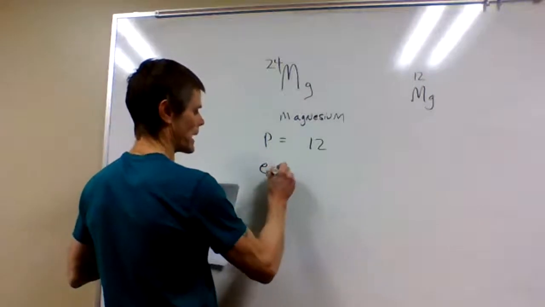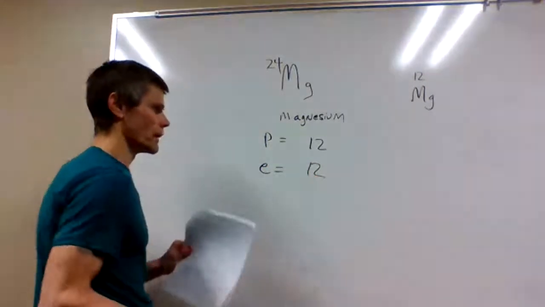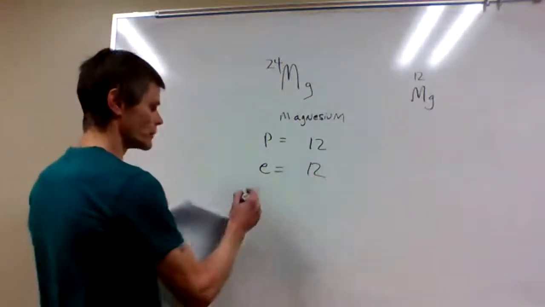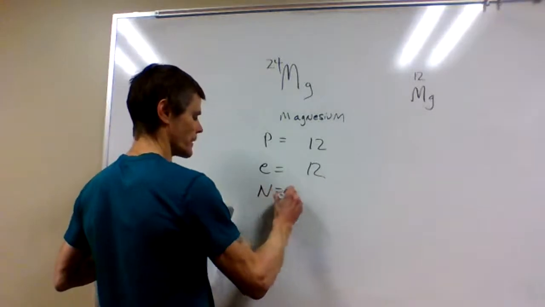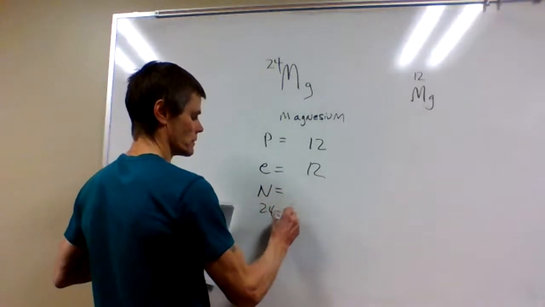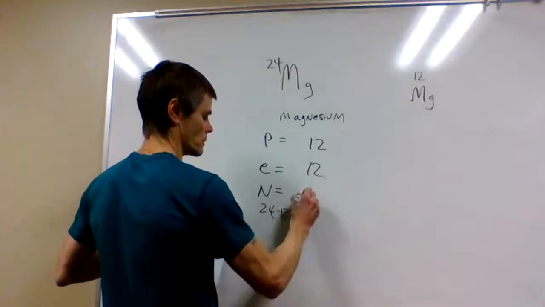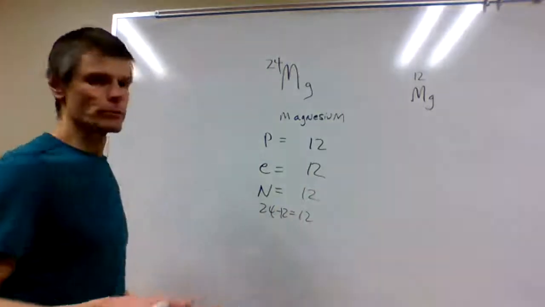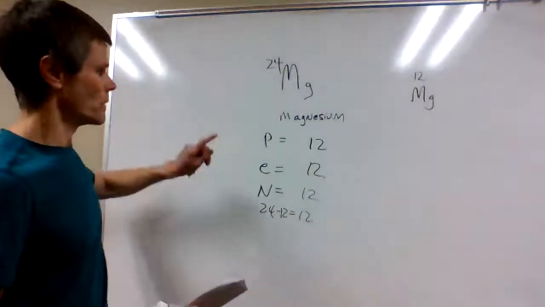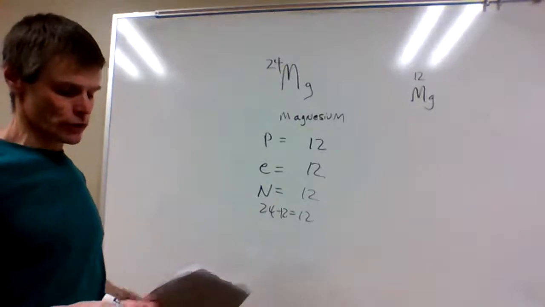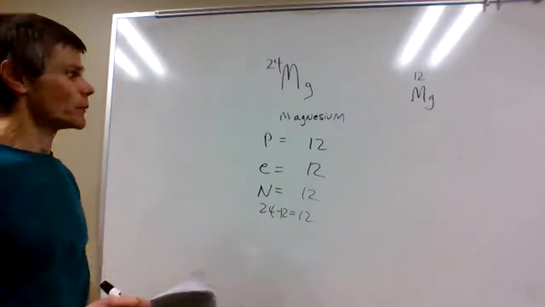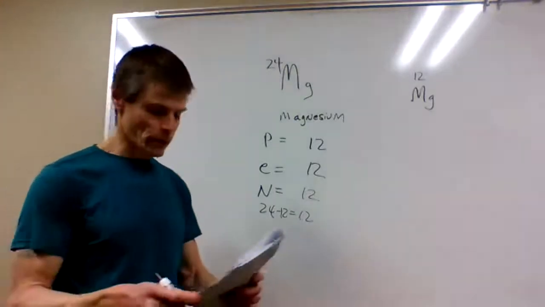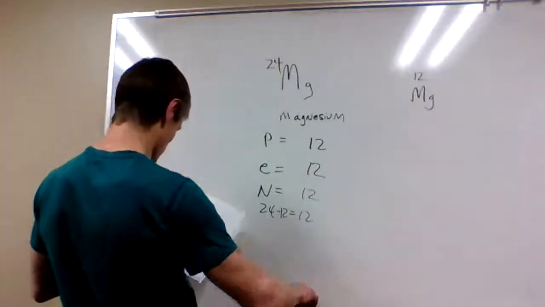This is a neutral atom, 12 electrons, and the number of neutrons, once again, in this case, is equal to the number of protons. So that's an example of a shorthand notation. There's one other shorthand notation that you should recognize.